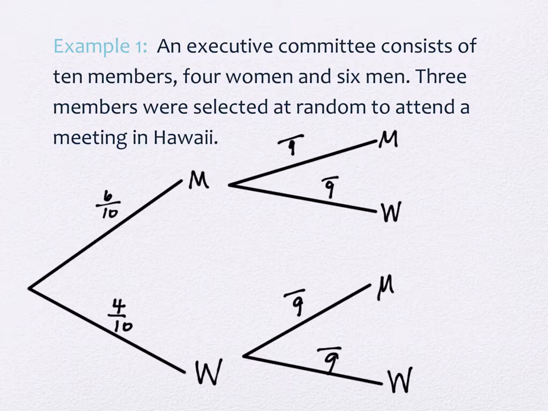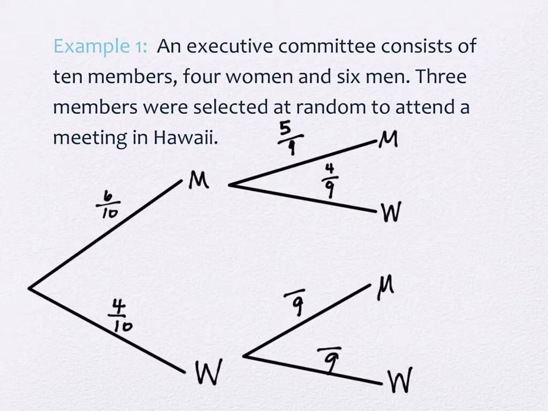Along the very first top branch, I've already selected one male, right? So if I'm along that branch, how many men's names are still in the basket? 5, because one of them was already selected. So if there's 5 men, how many women are there? There's still the same 4, right?